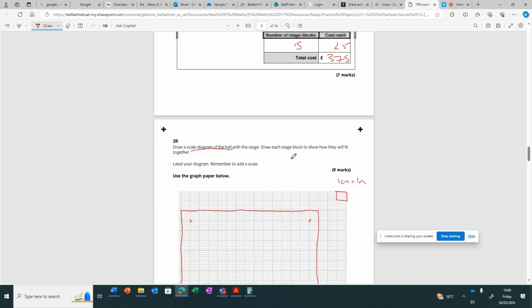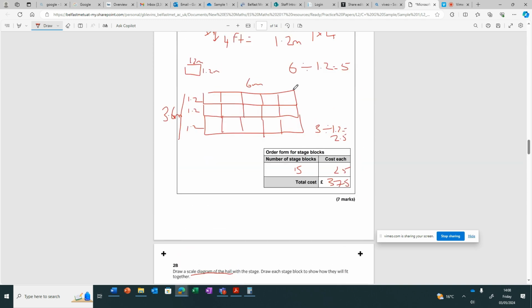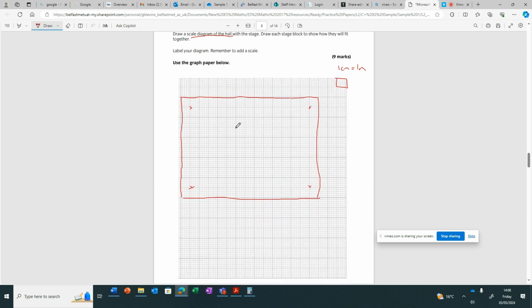Well, 6 meters should be easy enough. That's 1 meter, 2 meters, 3, 4, 5, 6 meters. And again, 6 centimeters is 6 meters. You can use a ruler or you can count the squares. Here I would need to draw 3.6 meters, which is 3.6 centimeters. So I'll get a ruler and draw 3.6 or count the squares. There's 3 squares and that'll be 0.6.